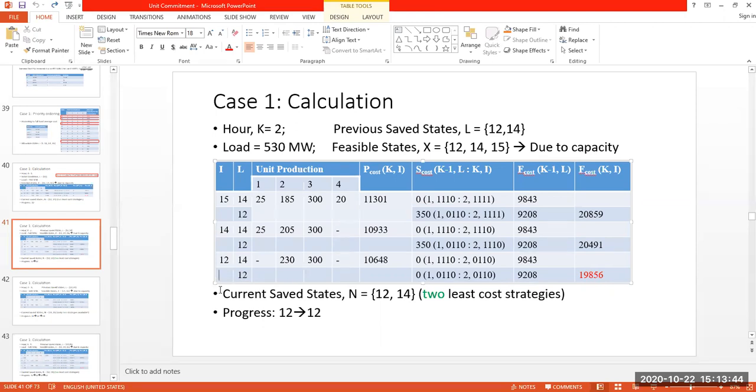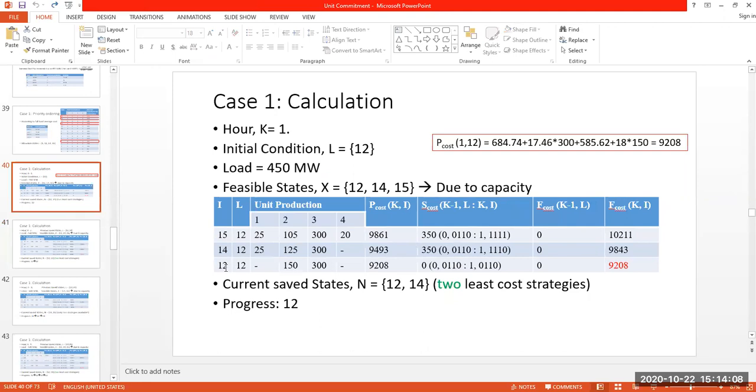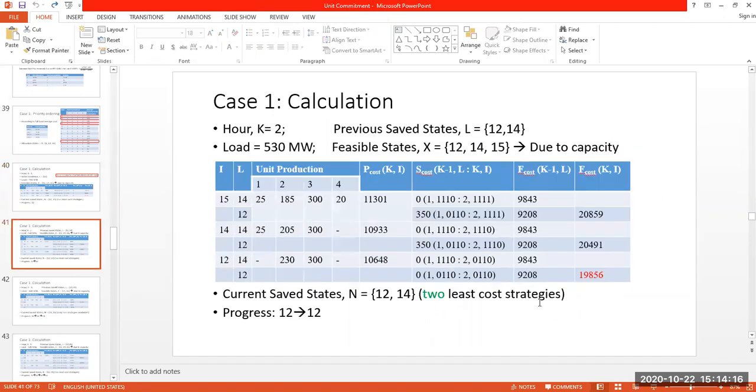So if it is from 12 to 12, what is the state transition cost? There is no state transition cost, because we are from 12 to 12. And what was the associated cost at 12? The associated cost at 12 was, if I was in 12, the minimum 9208. So I will simply take that and I will take it to the minimum cost strategy here.